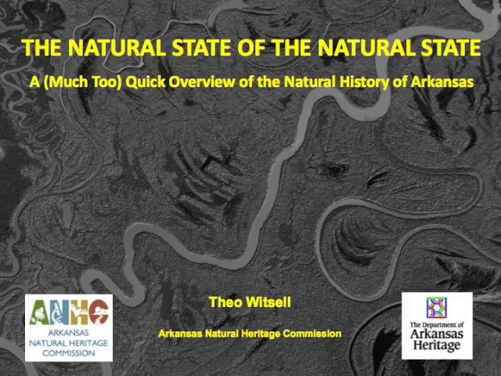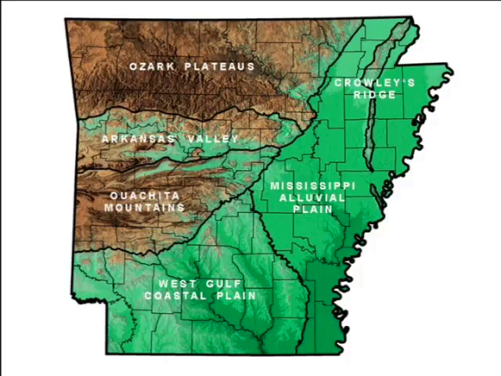Okay, so this is a much too quick overview of the natural history of Arkansas. Everyone generally recognizes six major natural divisions. The Ozark Plateau, the Arkansas Valley, the Ouachita Mountains together comprise the interior highlands, the highest land form in the mid-continent. The balance is the West Gulf Coastal Plain to the south, former Gulf of Mexico, Mississippi Alluvial Plain, as Scott said, called the Delta, and Crowley's Ridge, a low upland ridge of loess, gravel, and sand. It was never eroded away by rivers in eastern Arkansas.